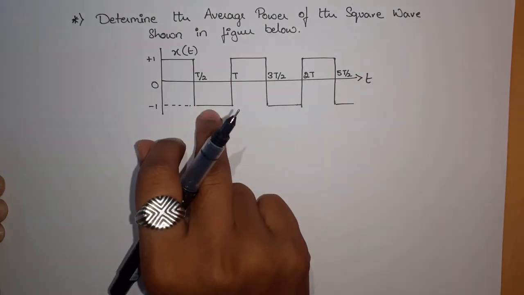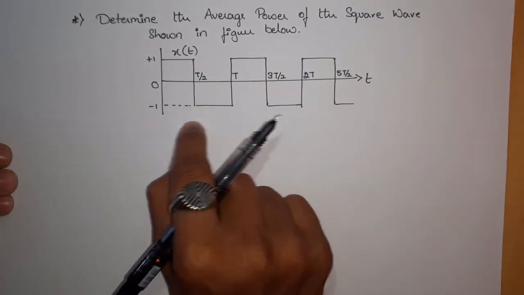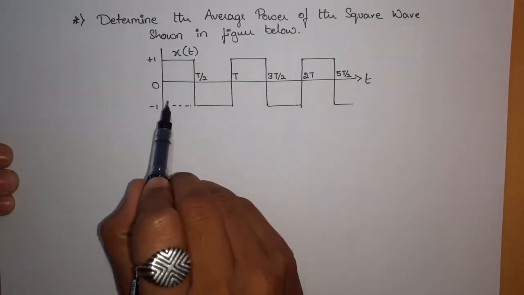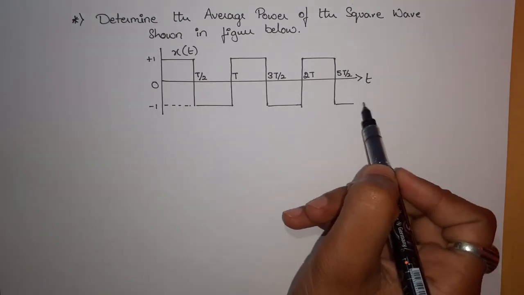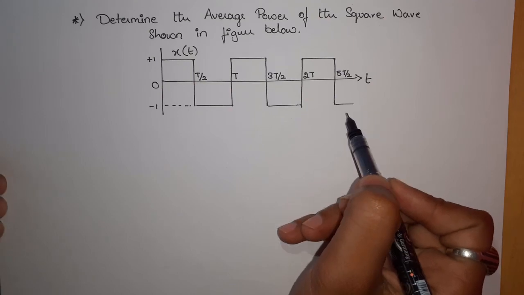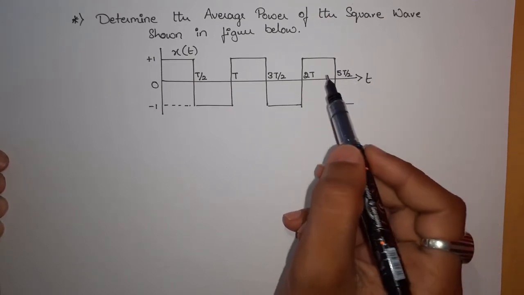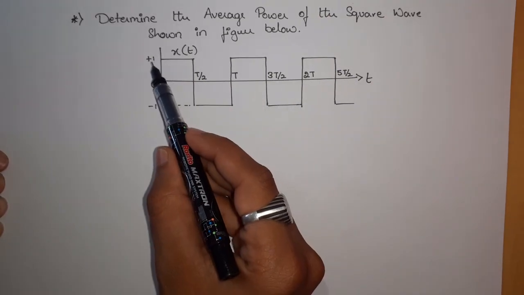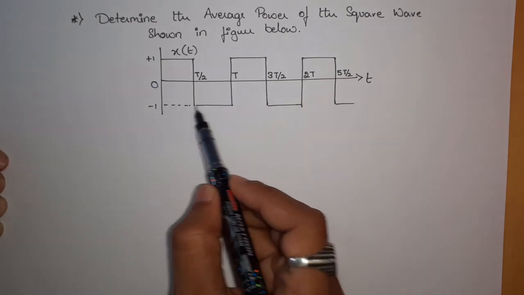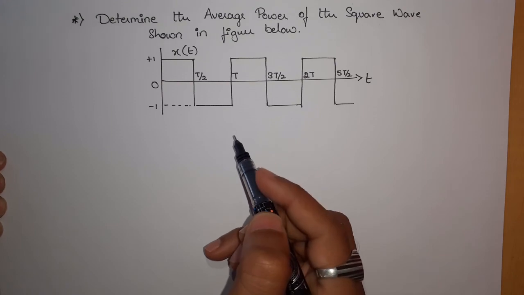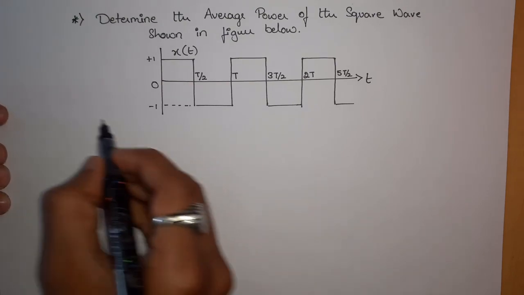And here we have a problem: determine the average power of the square wave shown in the figure. This is the signal x of t, which starts at 0 and ends at infinity, and it is going on. There is no end for this signal. It keeps on going with an amplitude of plus 1 for some cycles and minus 1 at some parts. Let us solve this problem.